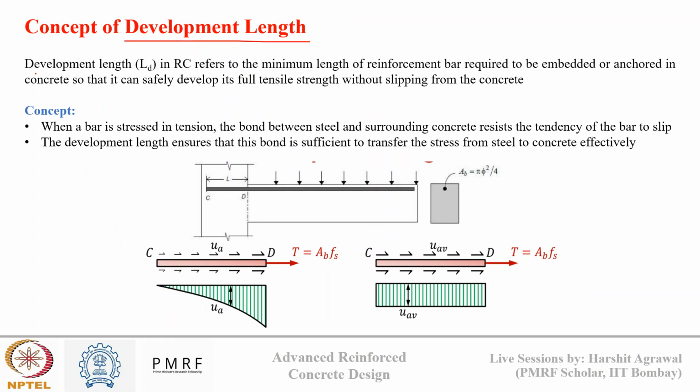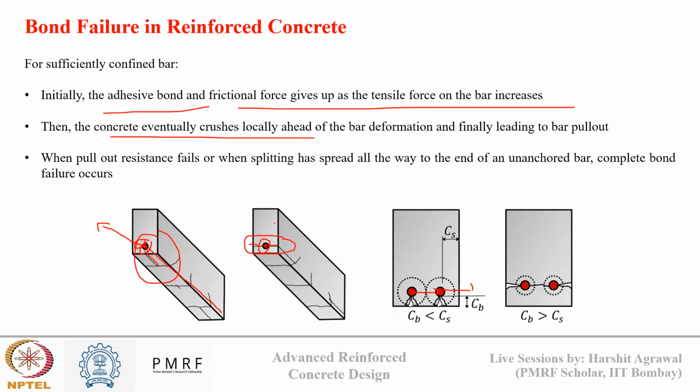So what does this development length tell us? Development length in reinforced concrete refers to the minimum length of reinforcement required to be embedded in the concrete, so that we can ensure that enough tensile strength has developed at the interface without slipping. So we want that this reinforcement should not slip out of my concrete. Okay, there should be enough bonding developed between the steel and the concrete before failure occurs. Before failure, slip should not occur.